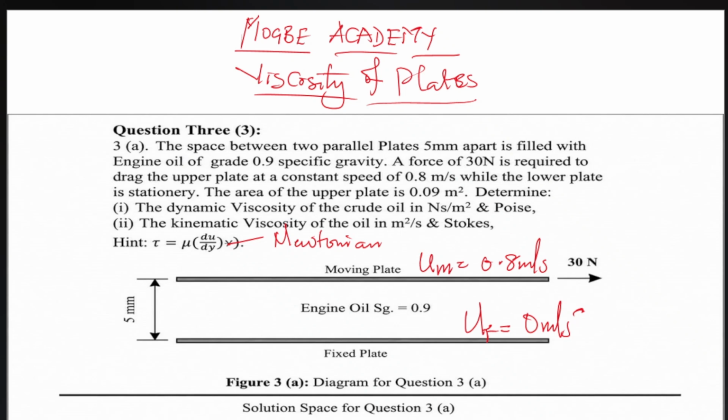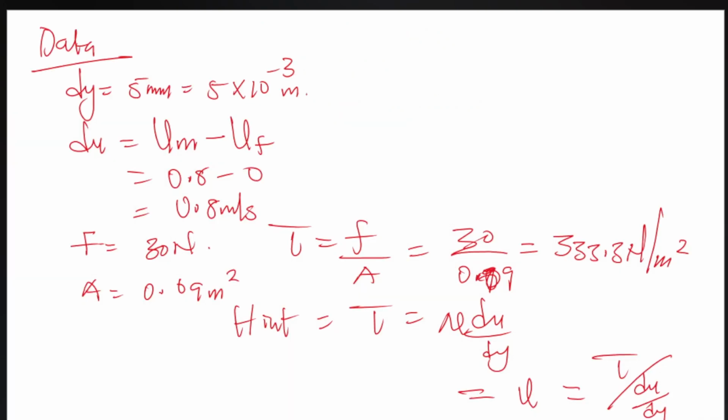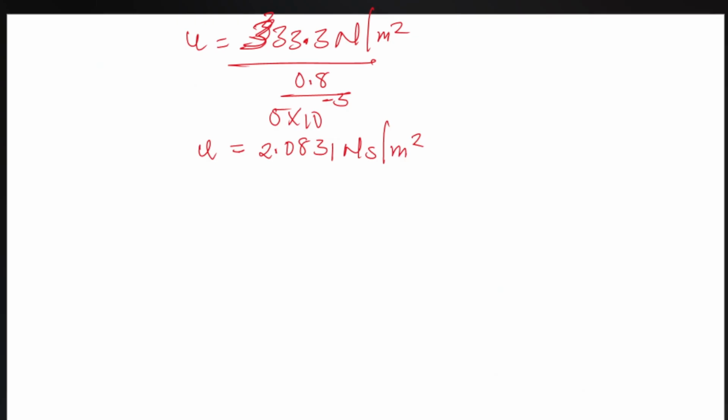So since we've already gotten our answer in Newton seconds per meter square, what you do is you convert your Newton seconds per meter square to poise. So convert your Newton seconds per meter square to poise and drop it on the comment section. Let me see if you are following.